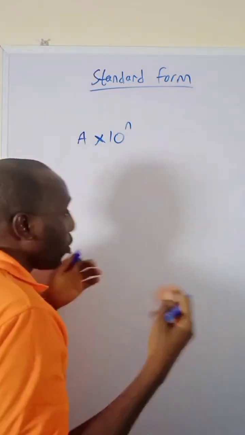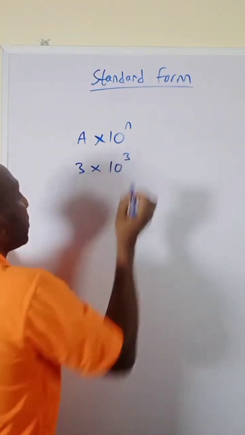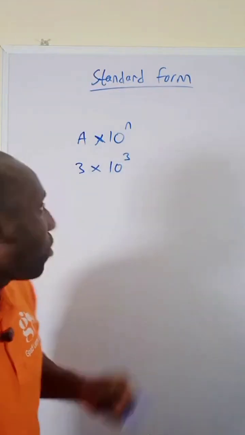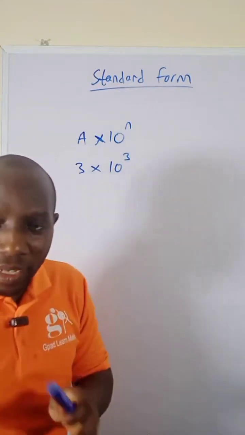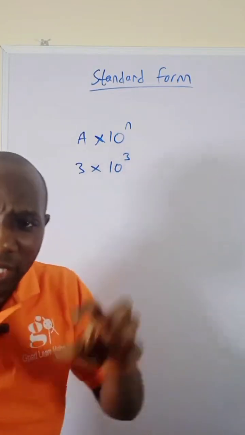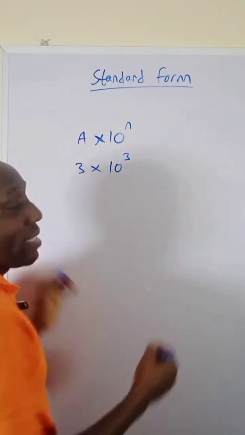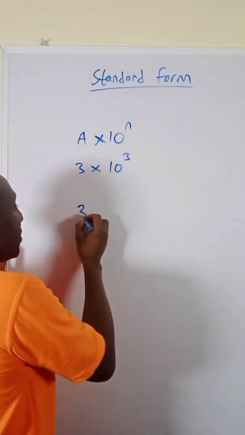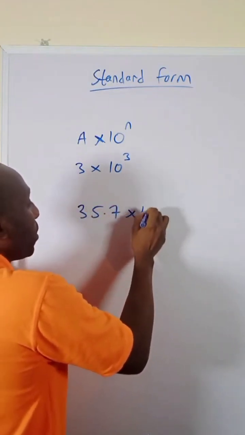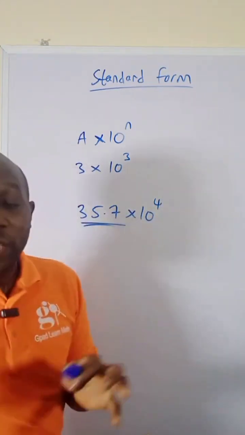See examples of numbers written in standard form. 3 times 10 raised to the power 3. This is written in standard form. 3 is between 1 and 10, right? And this n, this power here, is an integer. So it will be wrong to write a number in standard form and have something like 35.7 times 10 raised to the power 4. This is wrong because this is not between 1 and 10.